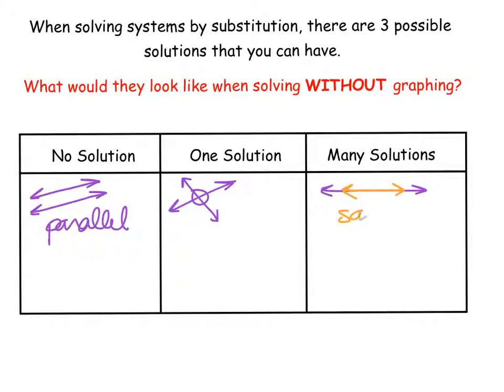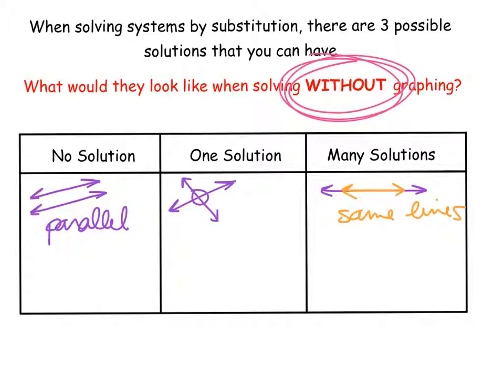And so those lines are exact same line because they overlap. However, what we need to know is what would it look like without graphing? And so let's think about what we know. Parallel lines, we know they have the same slope. So you could analyze your equations and look for ones that have the same slope.